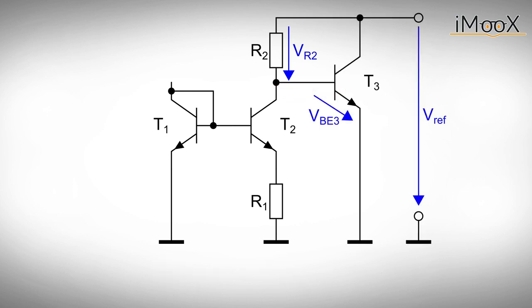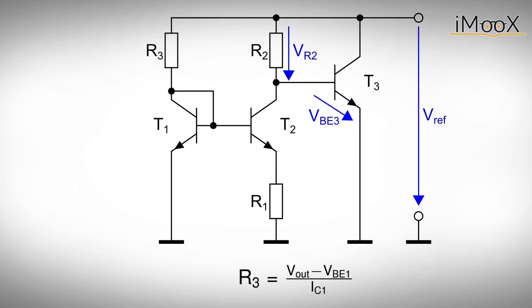Speaking of which, we still have to add the base emitter voltage we started off with. The voltage is provided by transistor T3. As we now have our reference output voltage, we can simply program the current IC1 of our current mirror with R3.